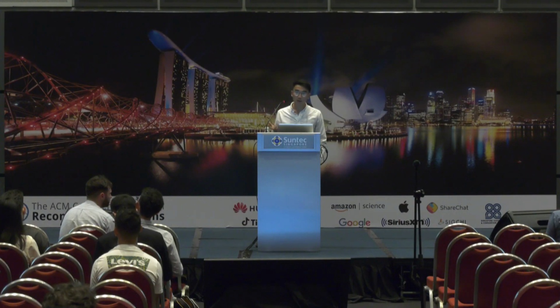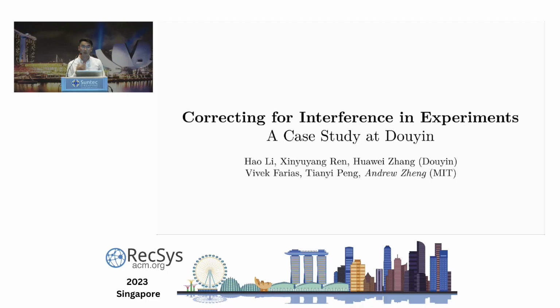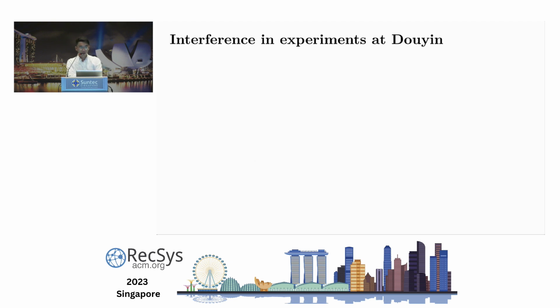Hi, my name is Andy Zhang, and today I'm here to talk to you about one of the most ubiquitous problems in experiments in online platforms, the problem of interference. This is work that was done in collaboration with colleagues at Douyin, where I was interning at the time, including Huawei, who's also in the room, and also colleagues at MIT, which is my alma mater. So I'm going to jump right in. What is the problem of interference?